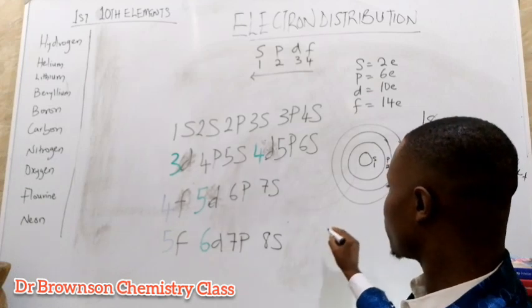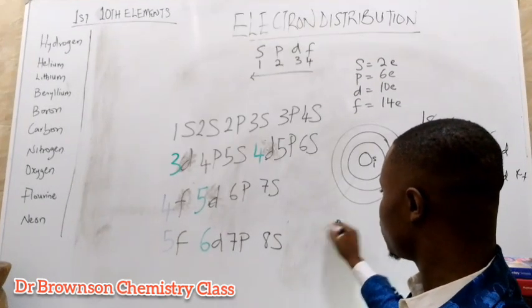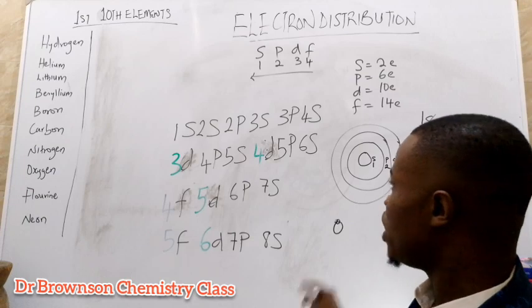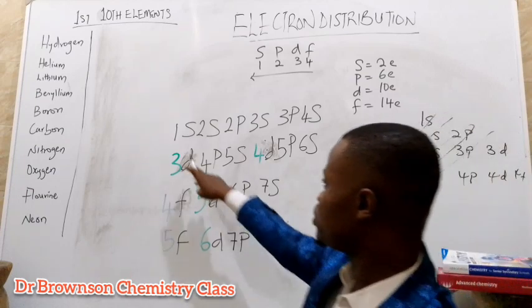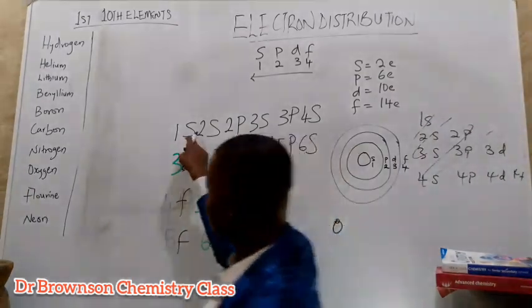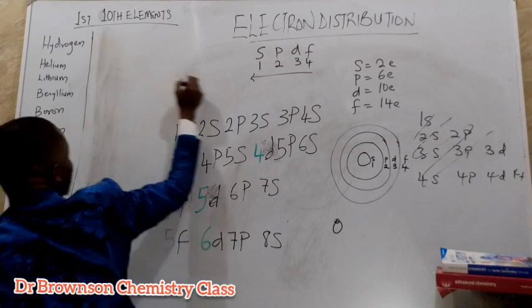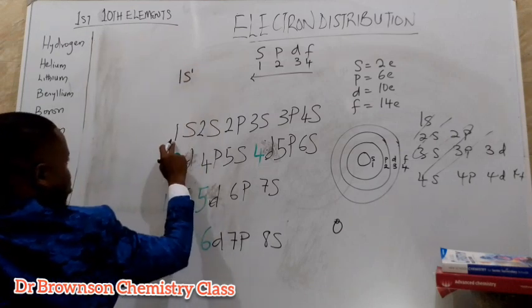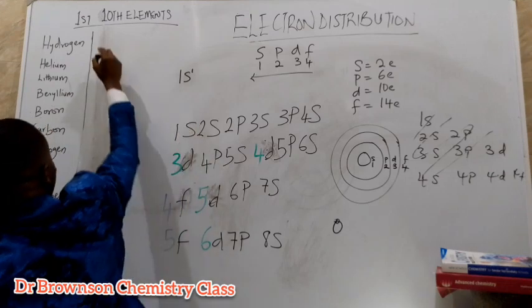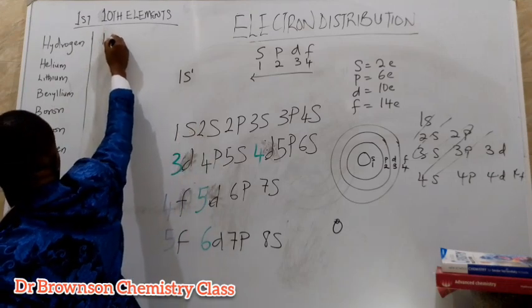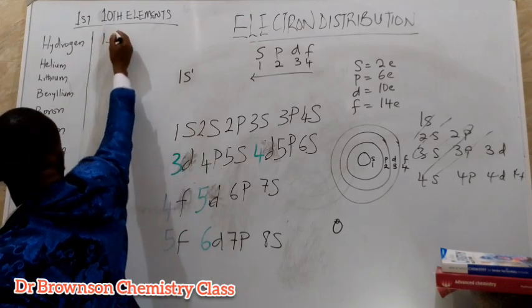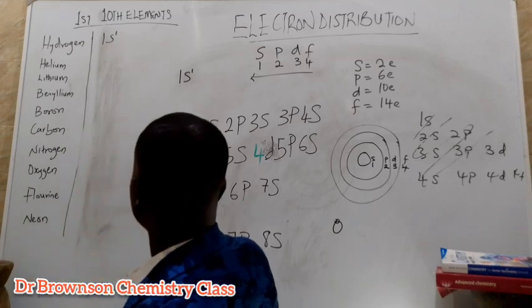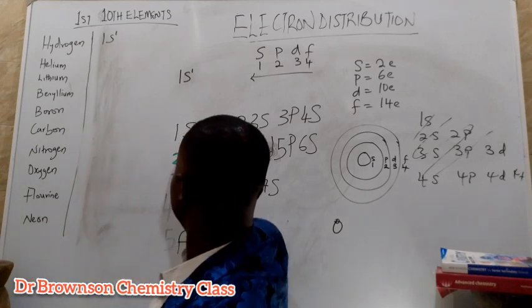From the old configuration you have it to be this, which is this 1 electron. So hydrogen is going to be what? We are having 1s1. So over here we have it to be 1s1.